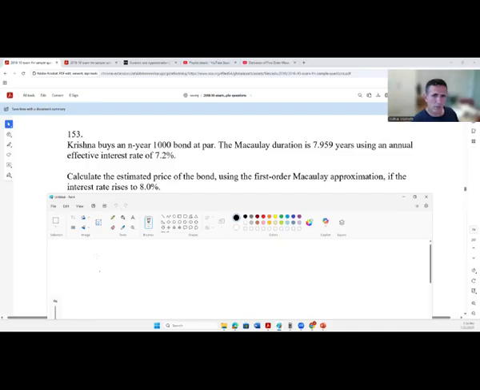I'll quickly remind you again. Well, actually, sorry, we needed modified duration before. Here we're given Macaulay duration, so this is really just plug and chug. And if you put equals on homework or exams, it's fine.